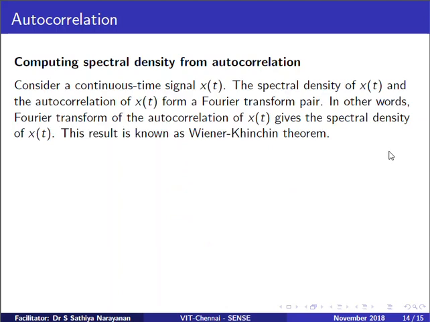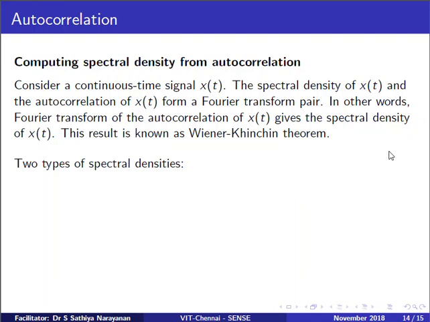So consider a continuous time signal x of t. The spectral density of x of t and the autocorrelation function of x of t form a Fourier transform pair. In other words, you have the autocorrelation of a signal x of t, denoted as, let's say, Rxx of tau. If you take the Fourier transform of it, you will get the spectral density of x of t. This result is known as the Wiener-Khinchin theorem in probability.